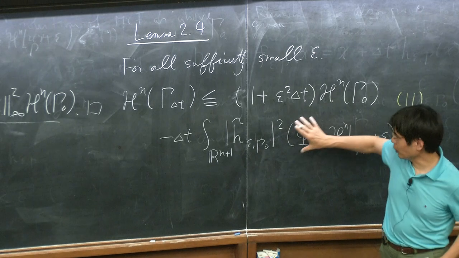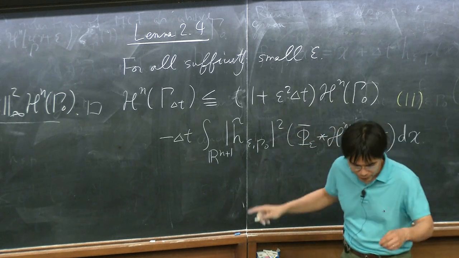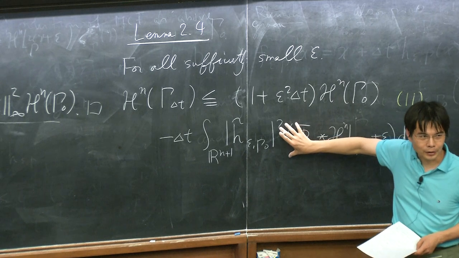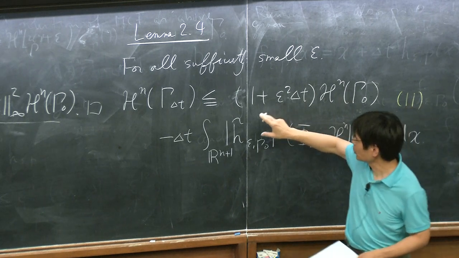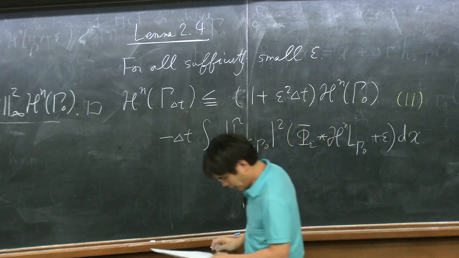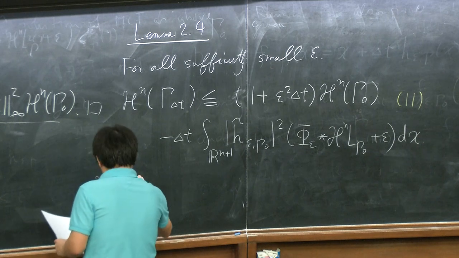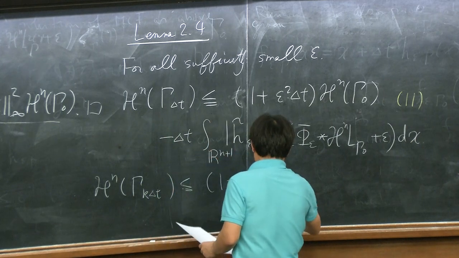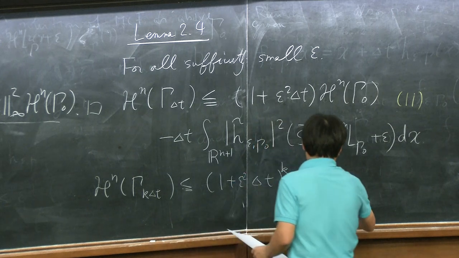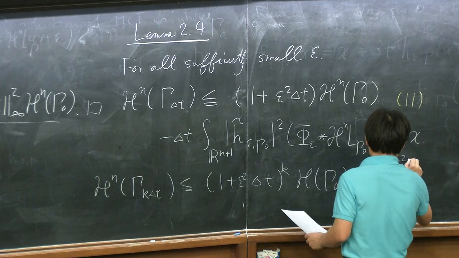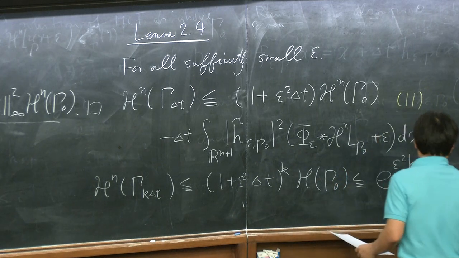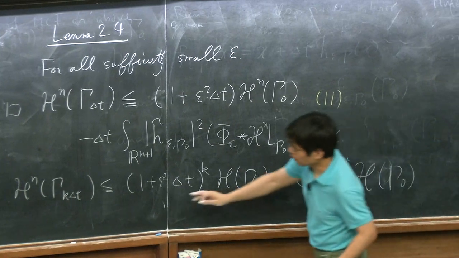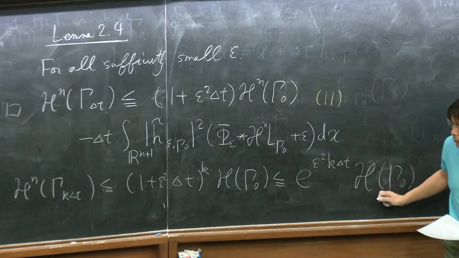Now, you can repeat this. This is really the first step, and after that you can repeat it. Notice that this behaves more like a mean curvature flow with this quadratic mean curvature square with negative sign, so you know that this is more or less decreasing. Repeating this, you can show that this is less than or equal to 1 plus epsilon square delta t to the k times h of gamma 0, which you can bound by e to the epsilon square k delta t times h of gamma 0, by just repeating these things. So you have this sort of uniform mass bound from this.